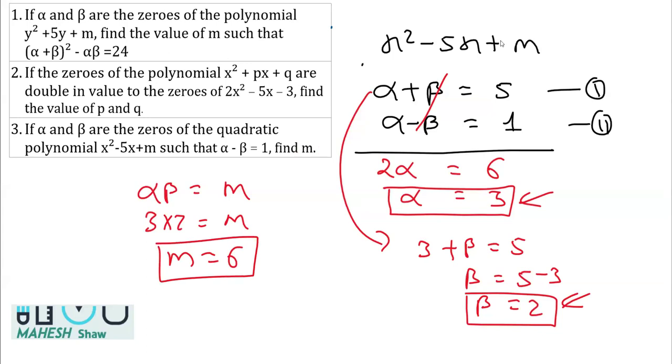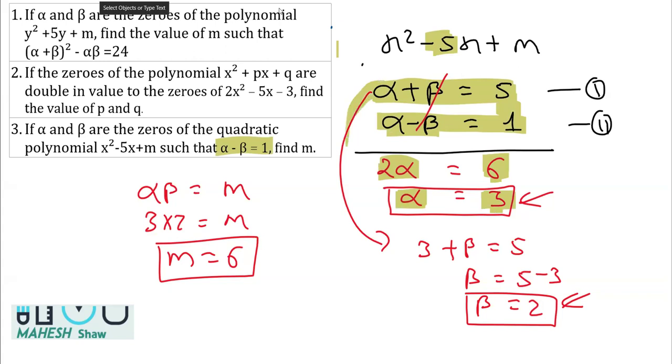So once more, we can review this question. First of all, we obtained alpha plus beta using minus b by a. So we got 5 here. And then the value of alpha minus beta was given. When we added these two equations, we got alpha plus alpha as 2 alpha. Beta and minus beta get cancelled. 5 plus 1 is 6. On transposing 2 to the other side, we got alpha as 3.